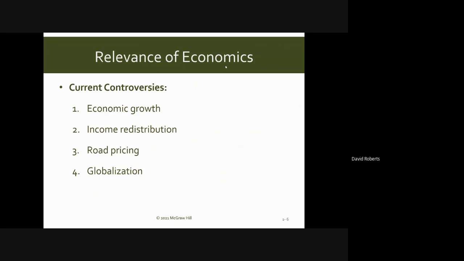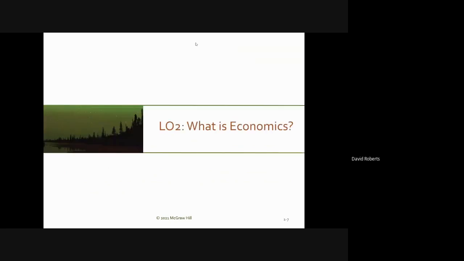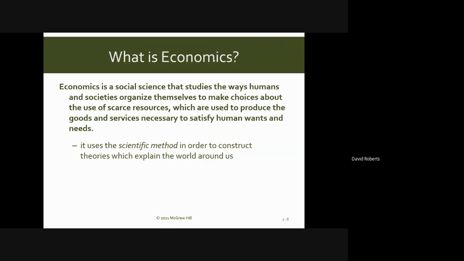So we also will talk about income redistribution, which has always been a question. This has to do with the wealthy and whether, and how much, perhaps some of their wealth is redistributed to people who are less well off. We'll talk about road pricing and globalization, which I think you're well aware of about the global economy these days.